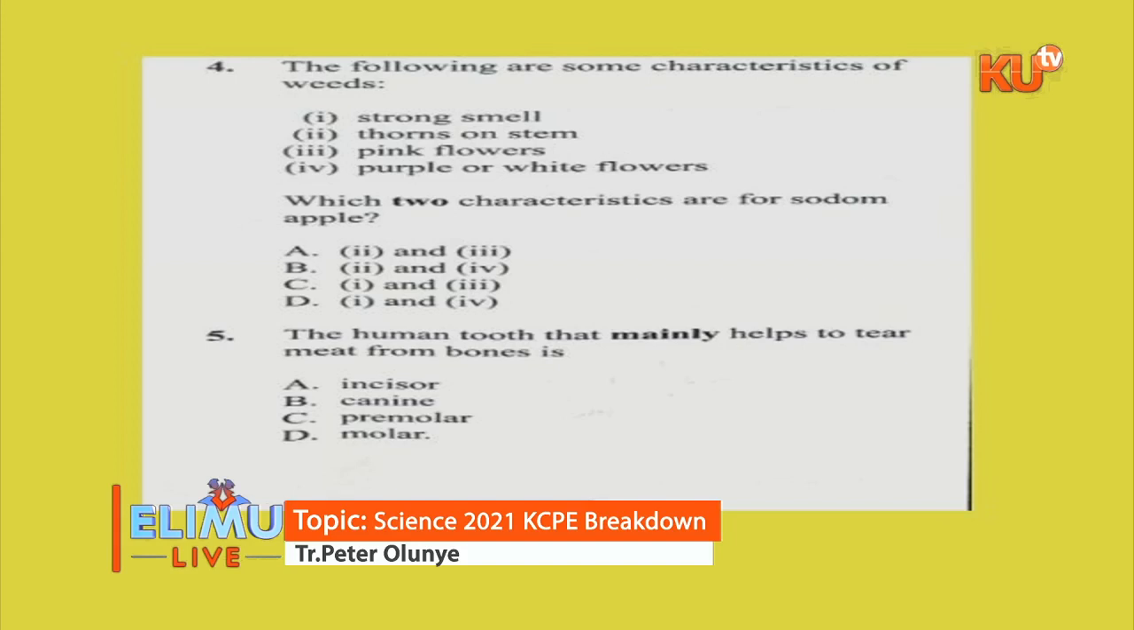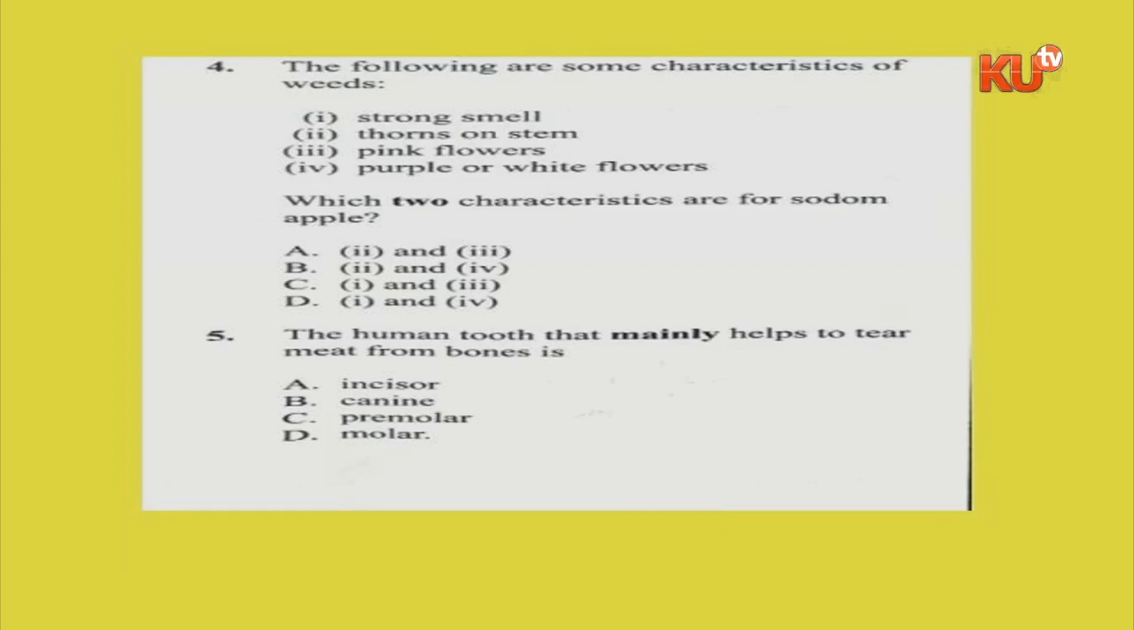Definitely, the answer becomes canines. So canine was the correct answer. We remove incisors because incisors are used for cutting, biting. Premolars and molars are used for crushing, grinding. So your correct answer, boys and girls, if you did your exam, your correct answer that you're supposed to pick was canines because canines are used for tearing.